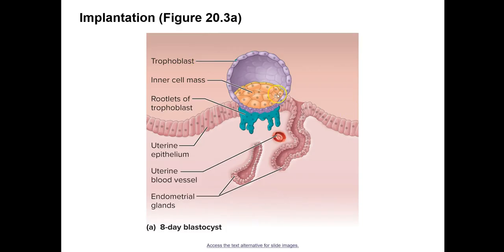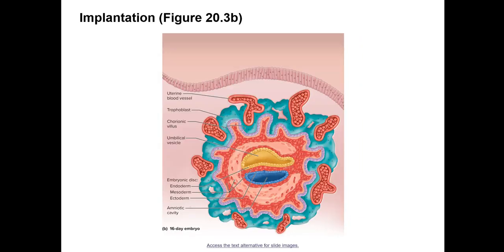So here you can see implantation occurring in this uterine lining. You can see rootlets of this trophoblast kind of embedding in the uterine lining of the uterus. You can see the trophoblast, and then you can see this inner cell mass, which again will end up developing into those 3 primary germ layers. And so here you can see that inner cell mass.